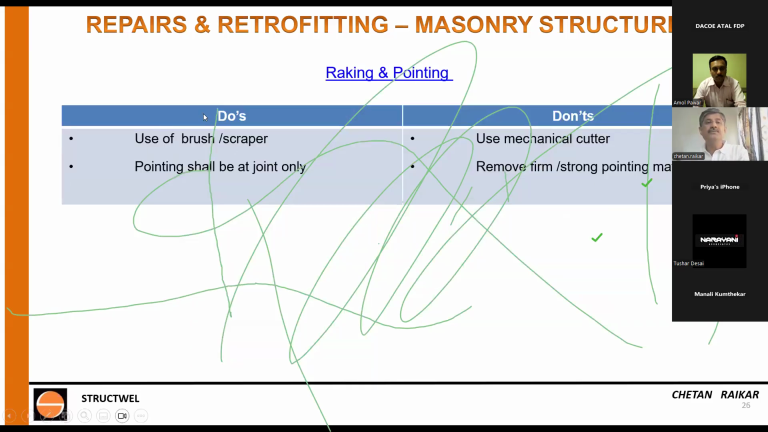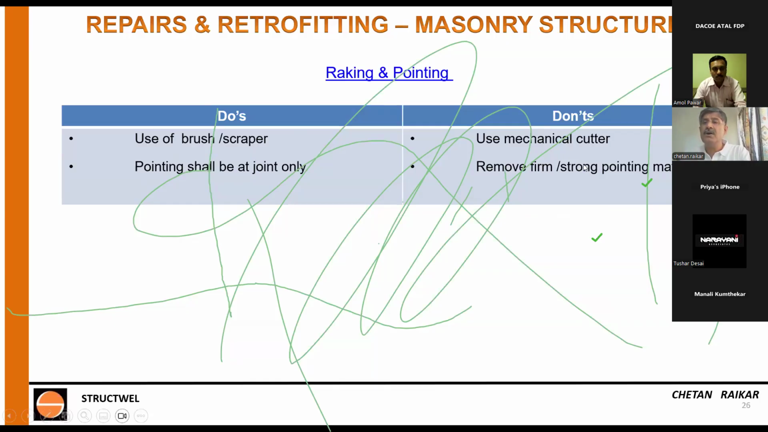So do use a brush or scraper while raking or pointing, and pointing shall be at the joint only, not on the stone. This is what we just do. Do not use mechanical cutters ever, because mechanical cutters cut the stone also. You do not get labor who is expert in using a mechanical cutter, and even if he starts using it, after a couple of hours he will be tired, and the cutter will easily go on the stone, and that damage to the stone will be permanent, and you cannot repair it ever.